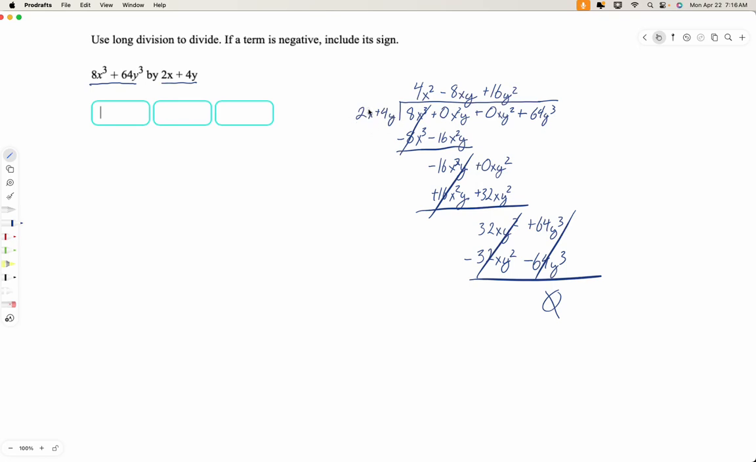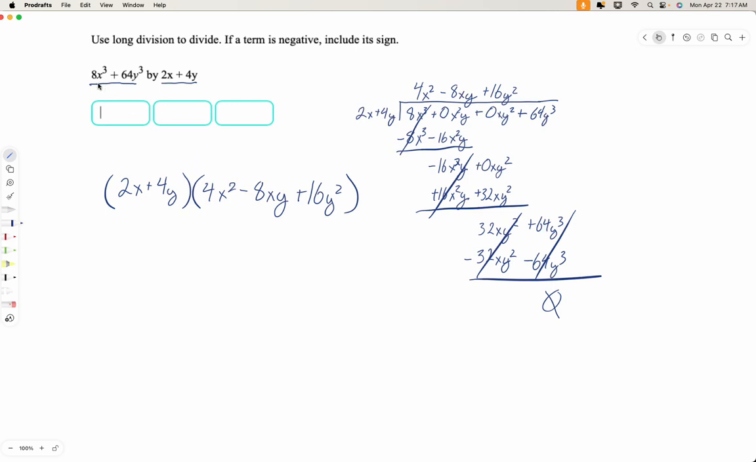If I were to take this, here's how you would check this. Take this, 2x plus 4y, and multiply it. All division does is it factors. So if you want to check your work, you can multiply to make sure that you get back to where you were. We just factored out 2x plus 4y from 8x cubed plus 64y cubed. And these are the factors that we got.